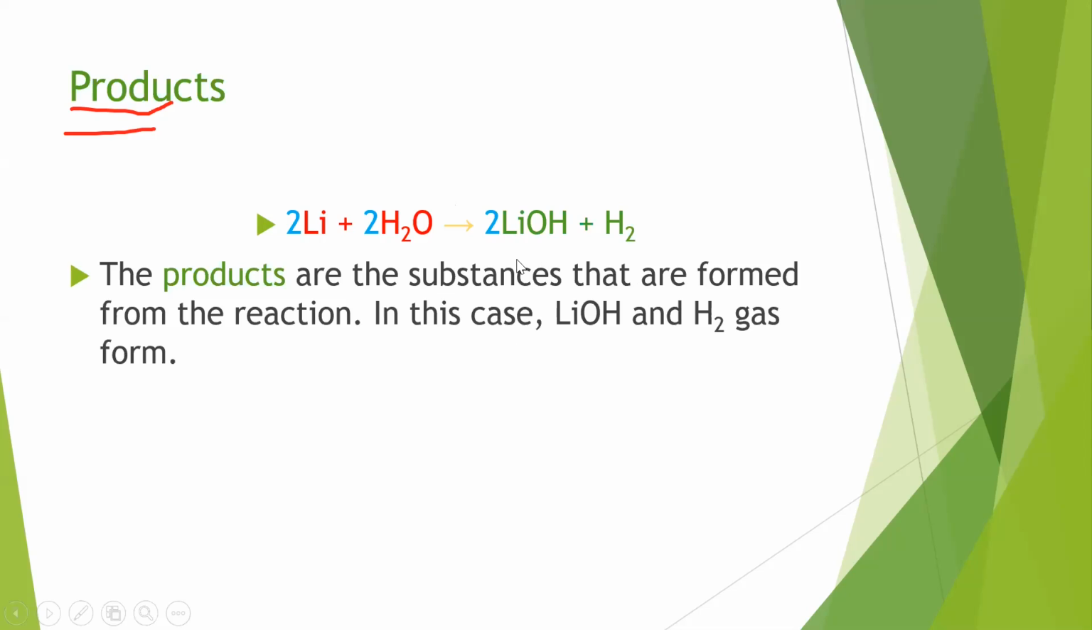So LiOH, lithium hydroxide, and H2, which is the hydrogen gas. Those are the things that are formed in this reaction. So H2 is the thing that causes the explosions. It's because H2 is not compatible with oxygen, so it will usually provide a violent spark, as you saw in the picture before. So that's basically why it makes those sparks, because hydrogen gas is forming and they burn in air.